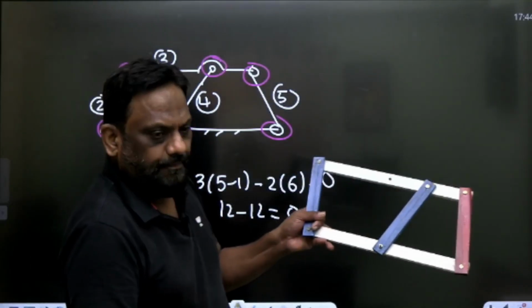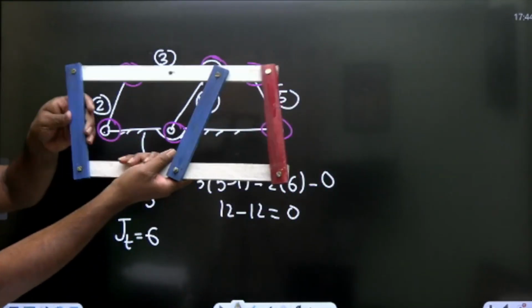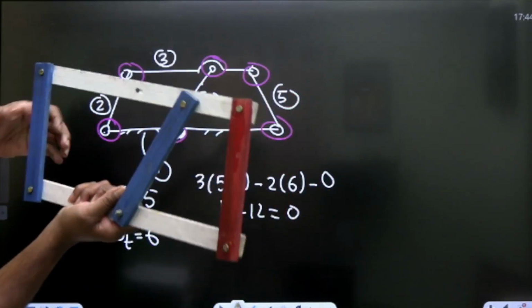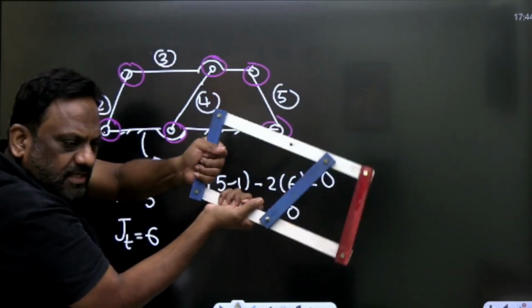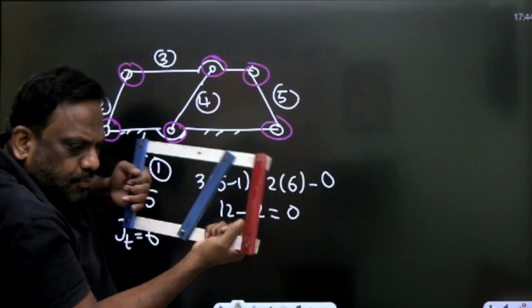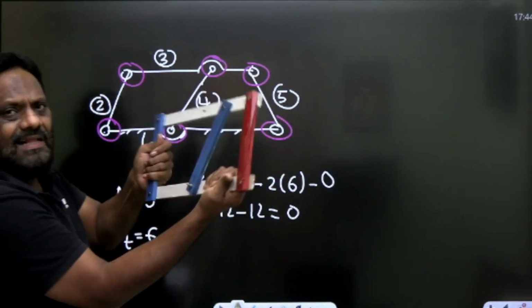Look, sir. So it is a structure. Means now I am applying a force. Listen carefully. I am applying a given input, but nothing is moving, sir. Look, it's not moving. I have given the input, but it's not moving. Yes, it is a locked member.